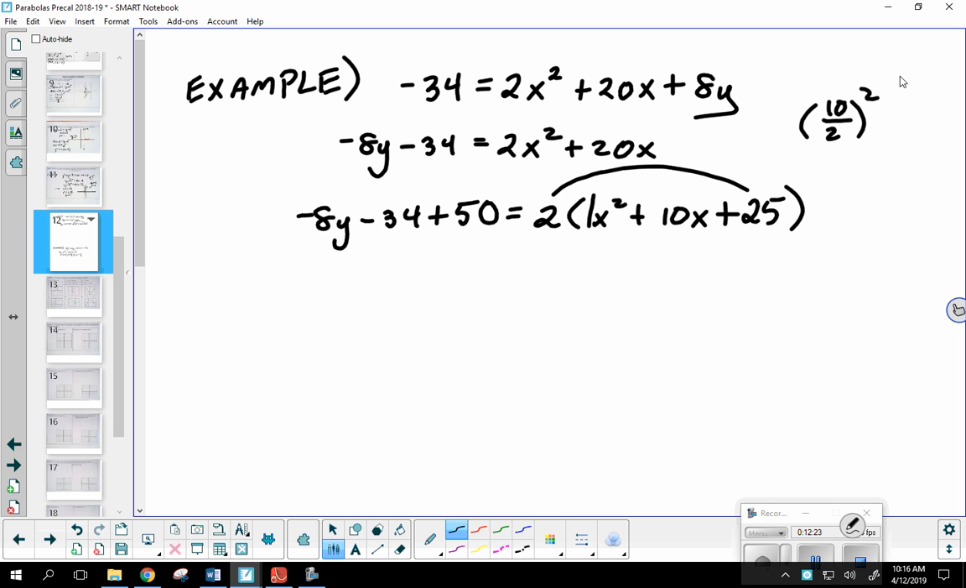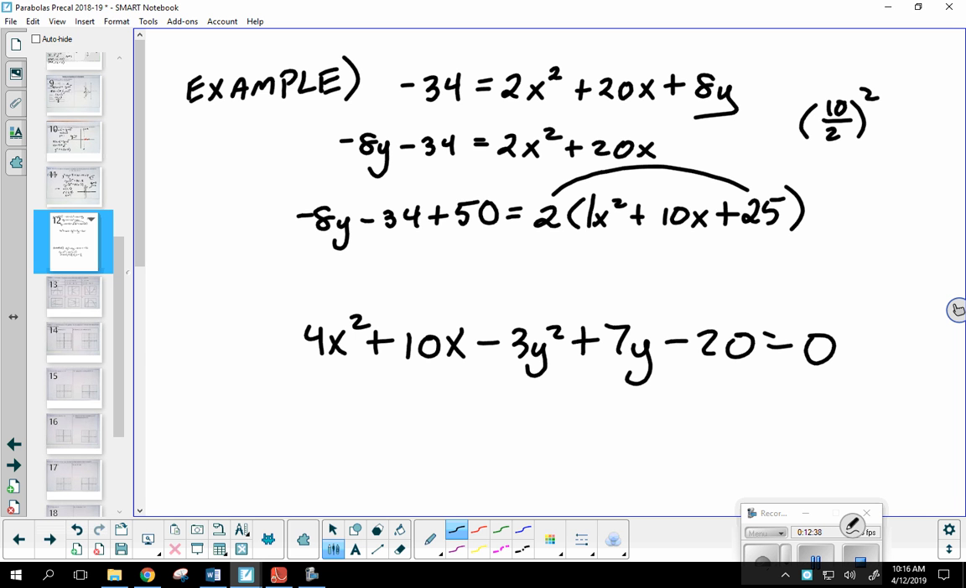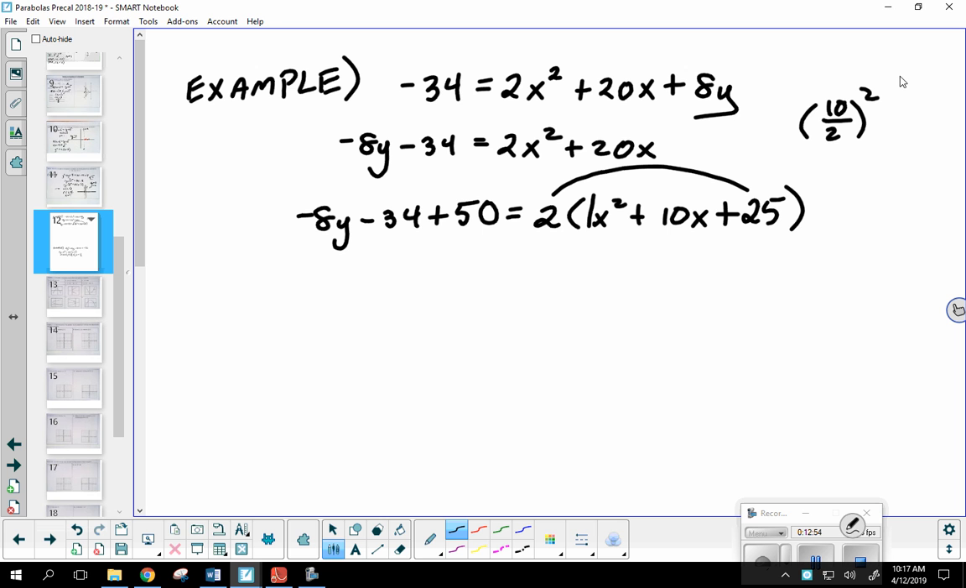But what we're going to be looking at in the coming weeks, in fact, next week, is you're going to have something like 4x squared plus, I don't know, 10x minus 3y squared plus 7y minus 20 equals 0. See, you're going to have to complete the square twice in the same problem. Well, in order to get rid of this one, I'd have to divide by 4, but that's not going to get rid of this one. So see, that's why we're going to have to factor them out. Okay. All right. So that's a good question, but that's exactly why we're doing it.